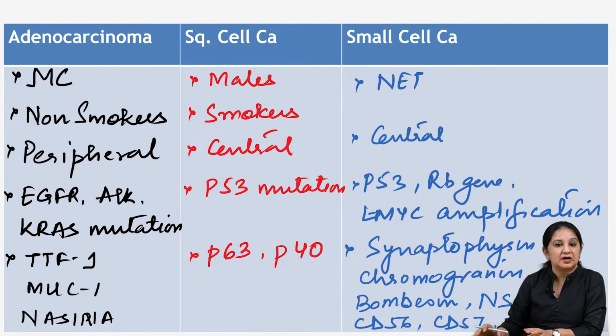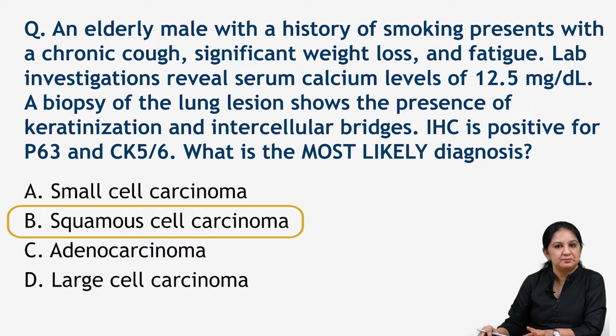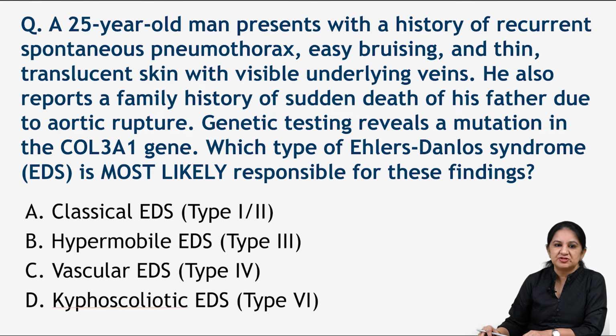Squamous cell carcinoma, our case here, is seen in males, smokers, central location, P53 mutation and characteristic IHC, that is P63 and P40 positivity. Small cell cancer, we all know it's a neuroendocrine tumor, central location, P53 and RB gene mutation along with MYC amplification. Also, all the markers for neuroendocrine tumors will be positive in your small cell cancer. So, the correct answer here is squamous cell cancer showing P63, CK5/6 and P40 positivity, right? Let's move on to the next question.